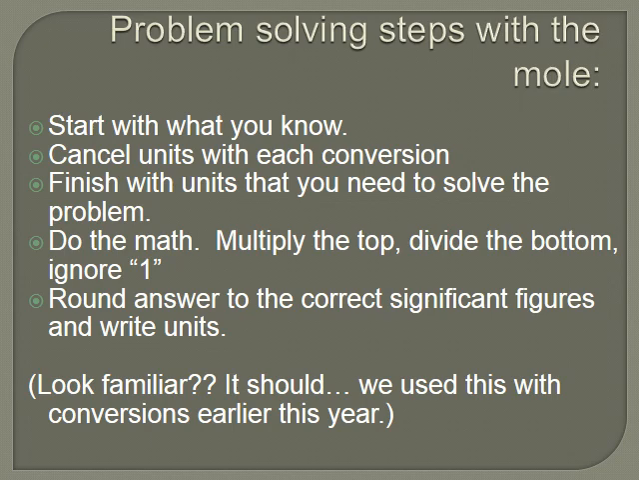Do the math. Multiply everything on the top, divide the bottom. Ignore ones, we don't really worry about those. And then we're going to round our answer to the correct sig figs, making sure that we write our units. This should look familiar. We're basically going to be using dimensional analysis, which we've already done earlier in the year with conversions. So we're just going to jump right into it.